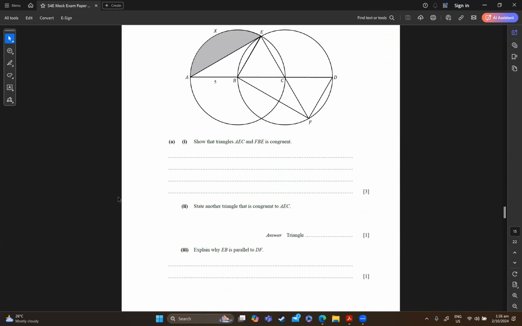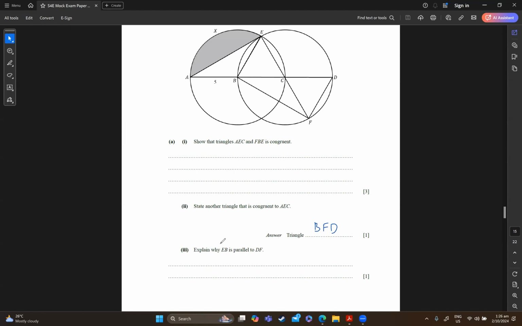Okay, part two, state another triangle that is congruent to AEC. The triangle is BFD, because BFD is also another right angle triangle sitting inside a semicircle.